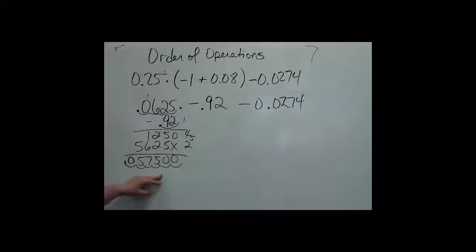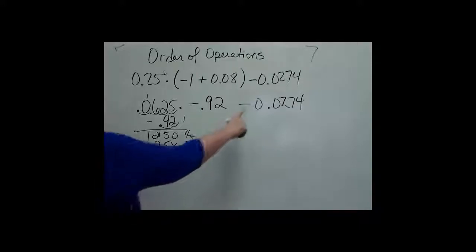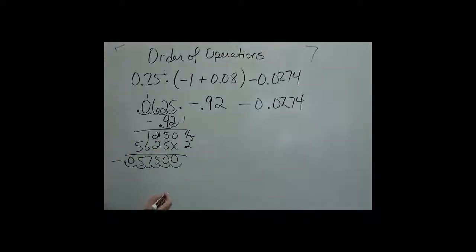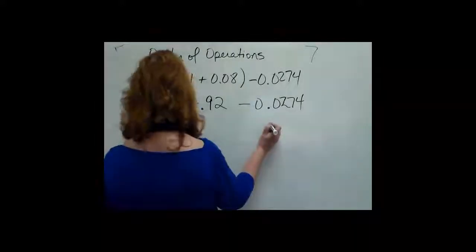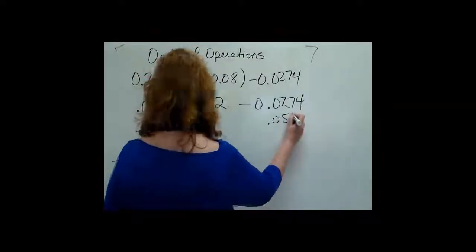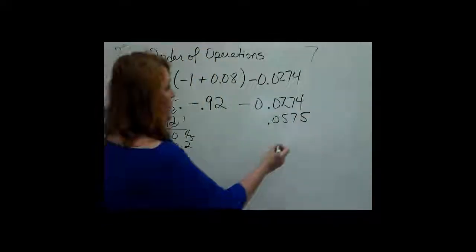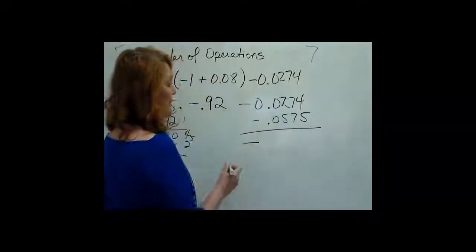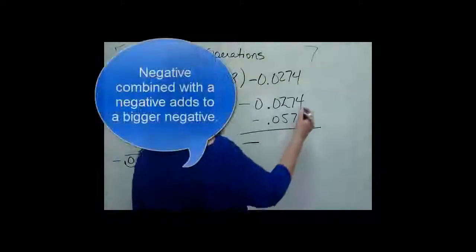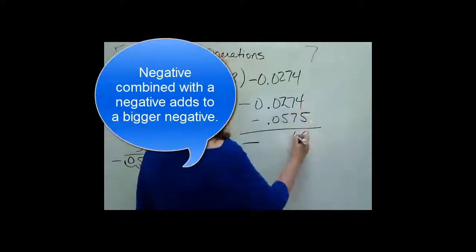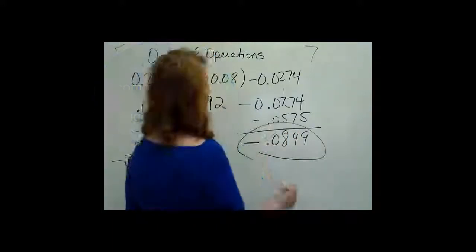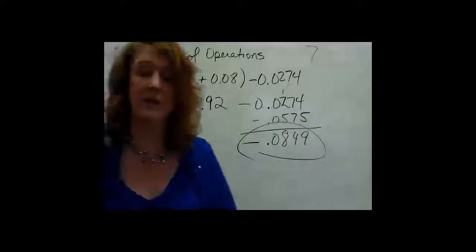And I'm going to subtract from, and this is negative, and if I subtract from a negative, I'm actually adding these numbers together. So I'm going to go ahead and put this over here, 0.057500, so I can drop those. And I am adding these two negative numbers together, and my answer is going to be negative. 4 and 5 is 9, 7 and 7 is 14, 8, 0. This is my final answer.